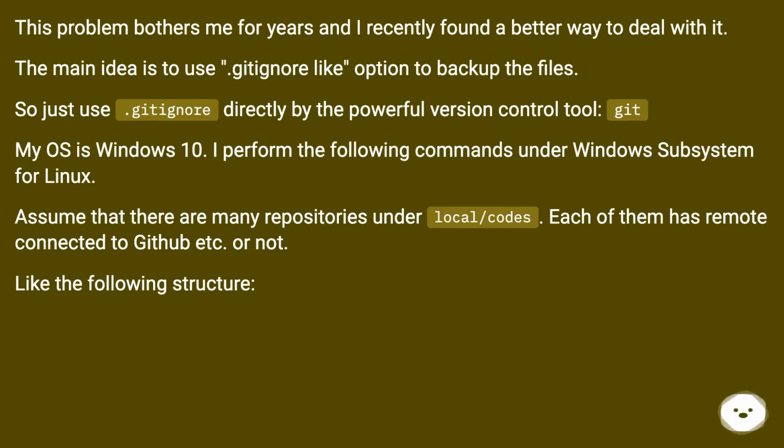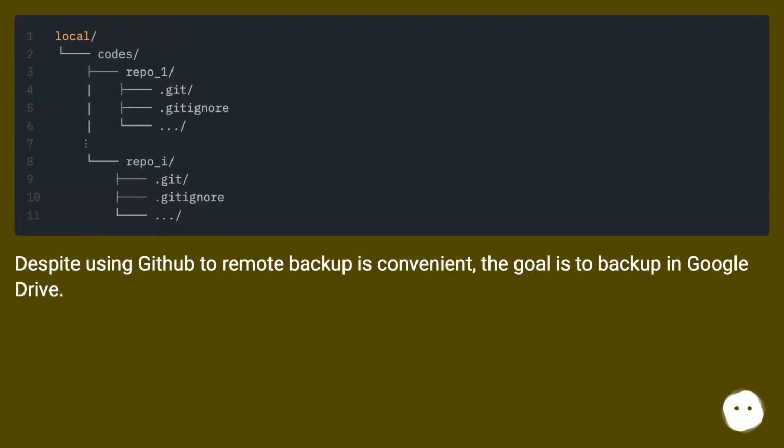Assume that there are many repositories under local/codes. Each of them is remotely connected to GitHub, etc., or not. Like the following structure. Although using GitHub as a remote backup is convenient, the goal is to back up to Google Drive.